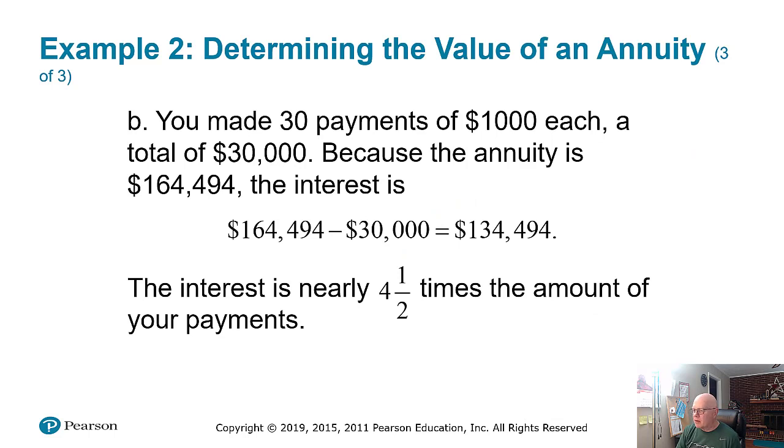So here we go. This is what we got for the final value of the annuity. This is how much we actually put in regular payments, and this is how much you got back in interest. Notice it's almost 4.5 times the amount of payments, and that's just the interest.